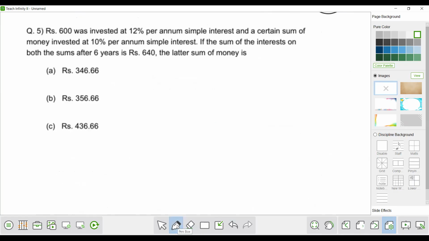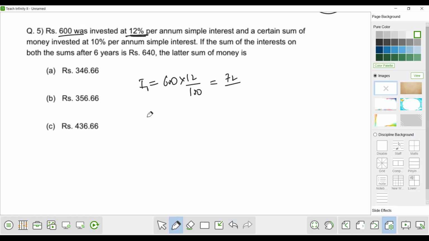Our question is: rupees 600 was invested at 12% per annum simple interest, and a certain sum of money invested at 10% per annum simple interest. If the sum of interest on both these sums after 6 years is rupees 640, find the latter sum of money. So rupees 600 was invested at 12% per annum. What is the interest for 1 year? That is 600 into 12 upon 100, that is 72 rupees for 1 year.